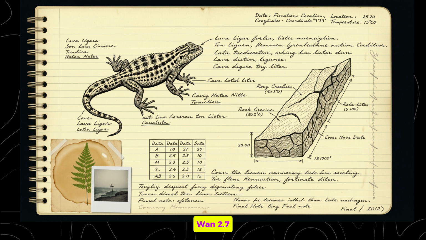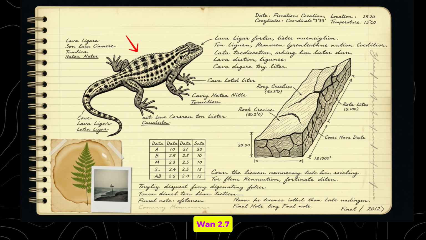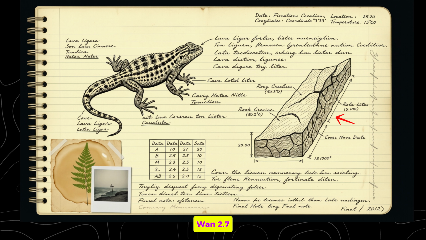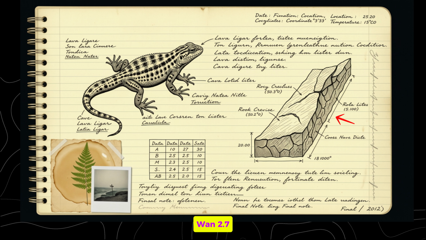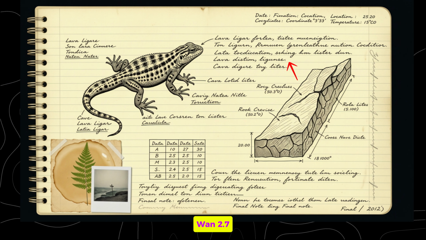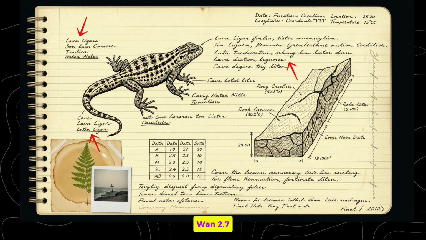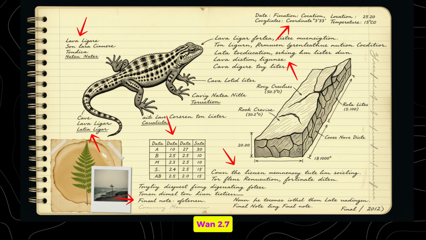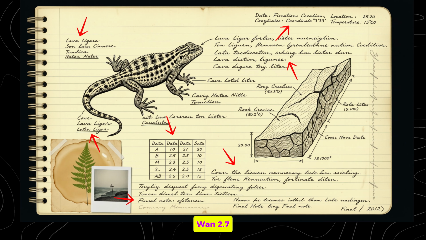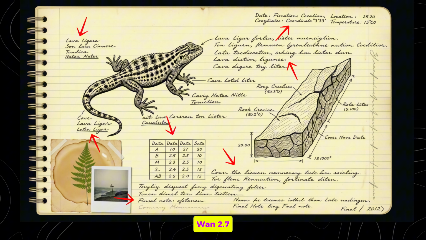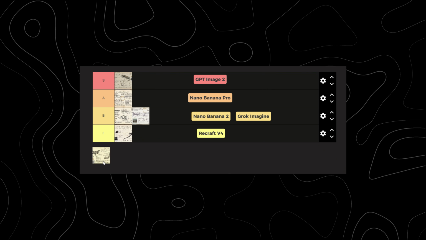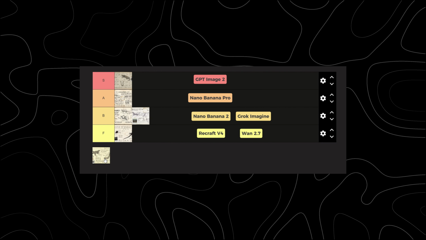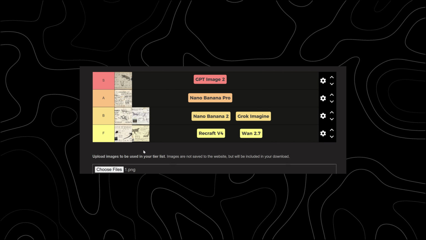This image is generated by WAN 2.7. The lizard illustration is visually strong and the rock crevice diagram is geometrically clean with temperature labels. Every piece of text, the species name, annotations, table headers, body text, and final note is pure nonsense. It's the worst in terms of text coherence, only the visuals partially save it. Solid F tier because good illustration only, but every text element is nonsense.